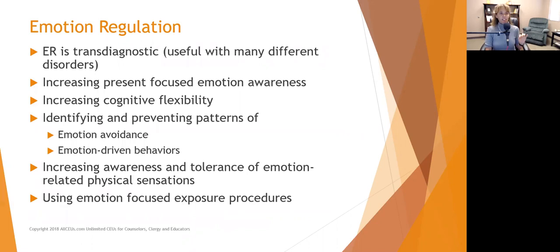Emotion regulation increases awareness and tolerance of emotion-related physical sensations, such as a beating heart or breathing quickly, and recognizing when they're doing that. If they can recognize that, then they can probably slow it back down. When people start breathing fast and shallowly, they can start getting dizzy, and their heart rate starts beating faster, and then they can mistake that for something really devastating going on. And emotion regulation can use emotion-focused exposure procedures to help people learn those distress tolerance skills so they can think about something.